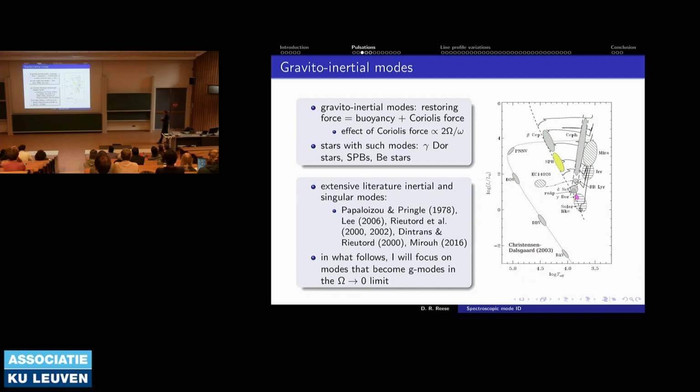And so as you start introducing the Coriolis force, it will affect gravity modes and lead to what is known as gravito-inertial modes. So in gravity modes, the restoring force is buoyancy. When you switch on rotation, you introduce the Coriolis force also as another restoring force. So that's a gravito-inertial mode. But you also have pure inertial modes where the restoring force is the Coriolis force all by itself.